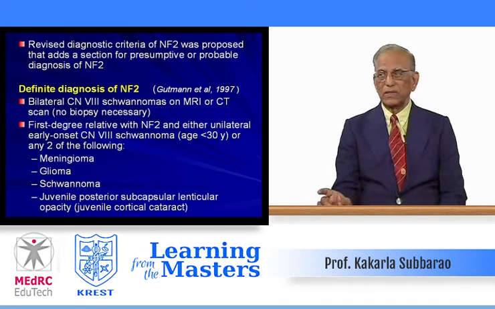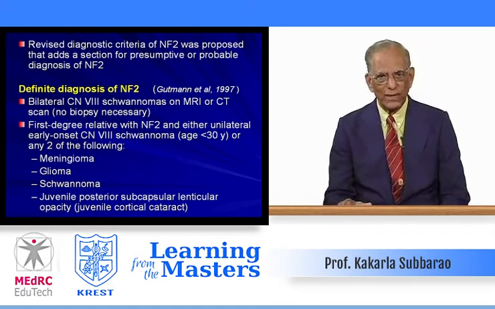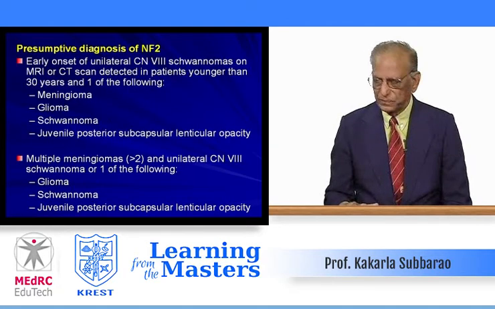It is so specific. First degree relative with NF2 and either unilateral early onset eighth nerve schwannoma, age less than 30, or any of the two following: meningioma, glioma, schwannoma, juvenile posterior subcapsular lenticular opacity, otherwise called juvenile cortical cataract.